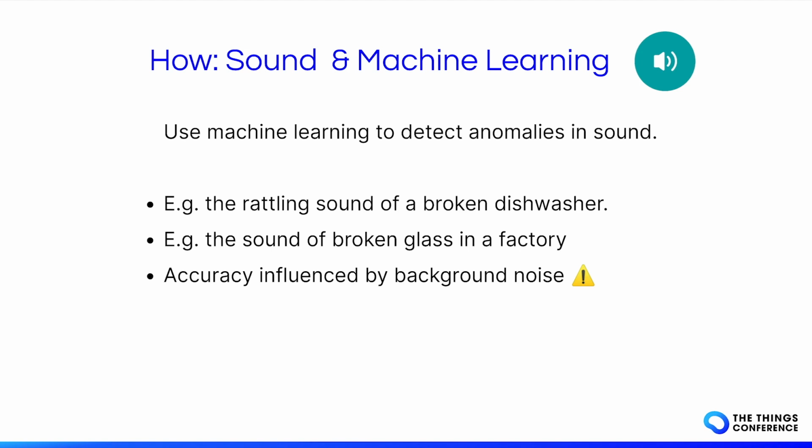There are different ways of leveraging machine learning for predictive maintenance use cases. One option is to use it with sound. So you would use machine learning to detect anomalies in sound. An example could be to detect the rattling sound of a broken dishwasher, or to detect the sound of broken glass in a factory. The accuracy is influenced by background noise, so this needs to be taken into account.